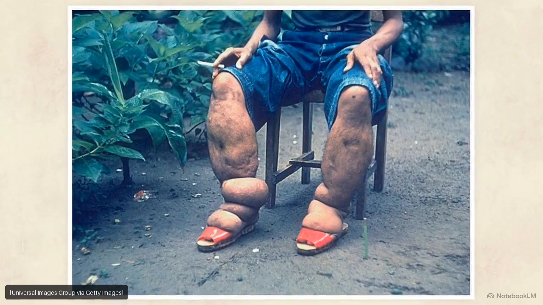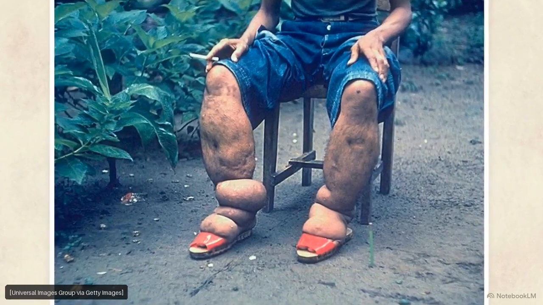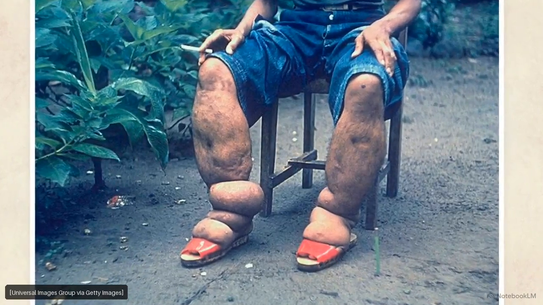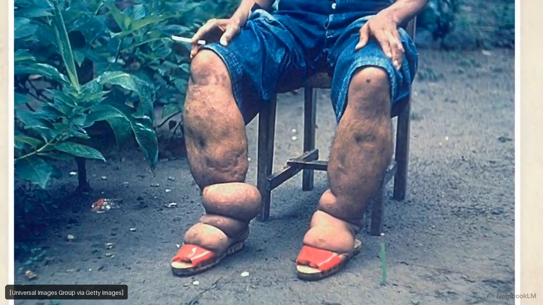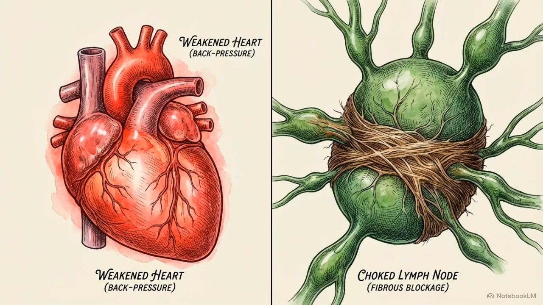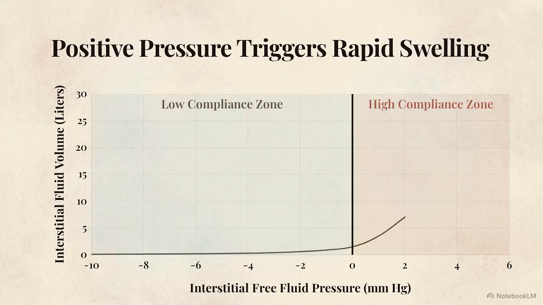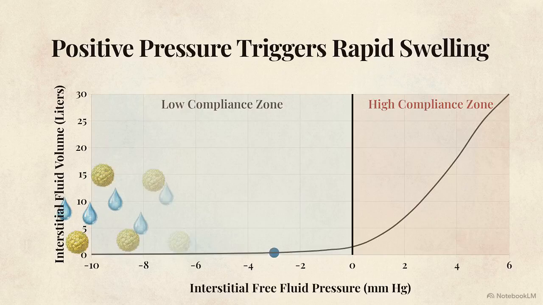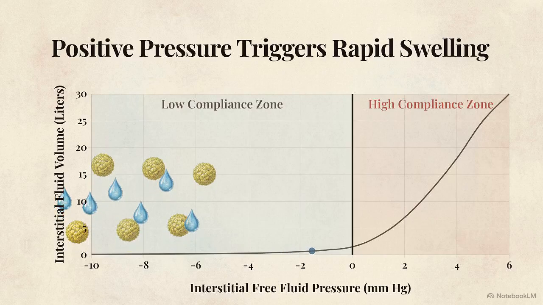Severe lymphatic obstruction can occur after surgical removal of lymph nodes or from parasitic infections like filarial nematodes, permanently choking the drainage pathways. Whether the pressure backs up from a failing heart or a blocked lymphatic drain, the mechanical result is identical. Fluid and proteins are trapped in the interstitium, forcing the compliance curve directly into the positive range.